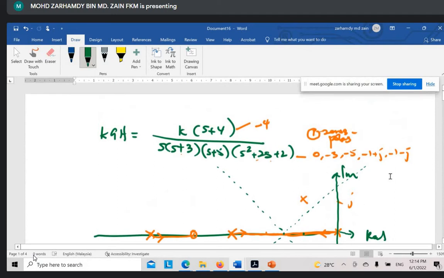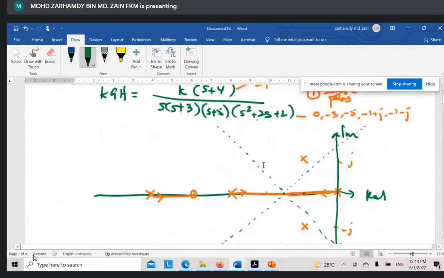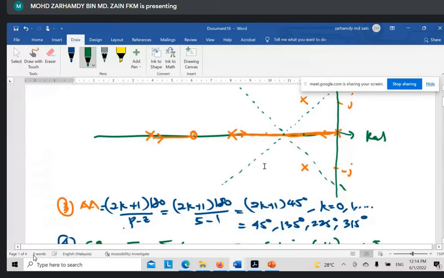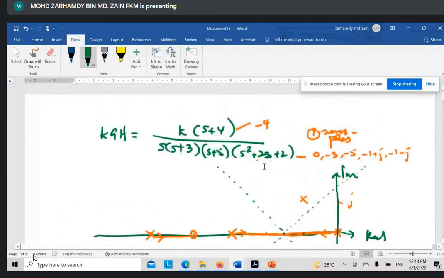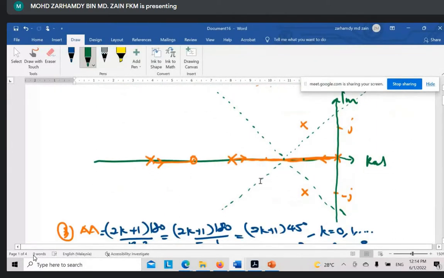Okay, any question? Until now we are in stage 4. Class, ada apa-apa soalan? Do you have any question? So far tak ada, dia okey lagi. Tak ada, okay, good.